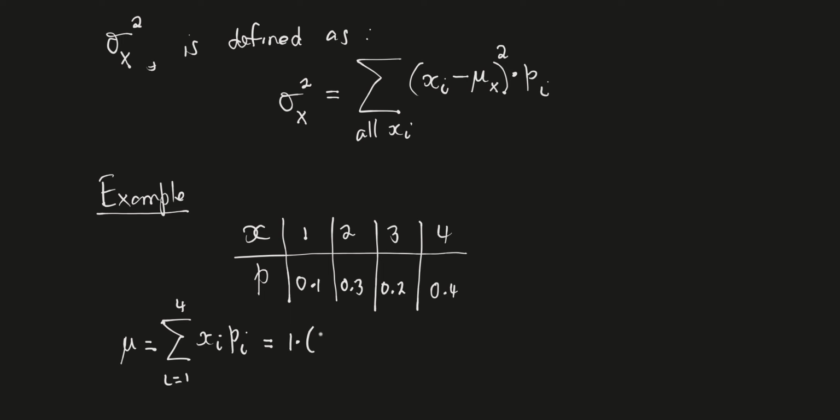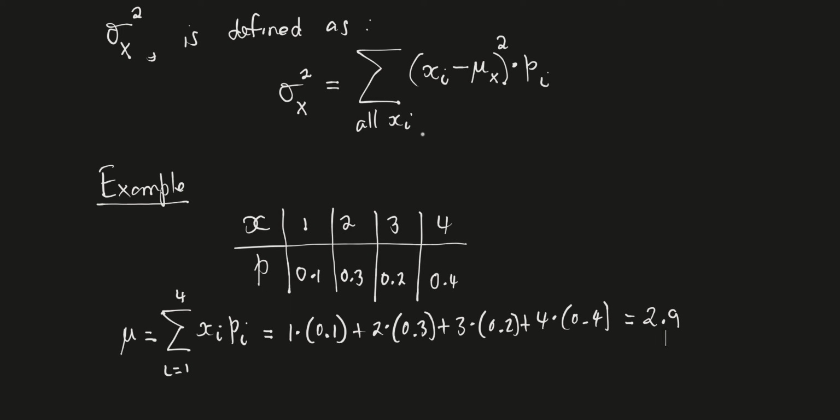So it's 1 times 0.1 plus 2 times 0.3 plus 3 times 0.2, and then finally 4 times 0.4. And if we double check this with what we got before, you'll see that this is 2.9, right? So the first part here is, if you don't have the mean, you have to find the mean before you can do all this other stuff, right? So now let's do all this other stuff.